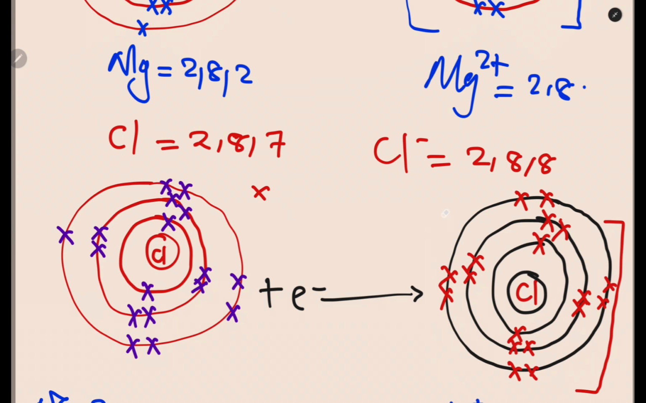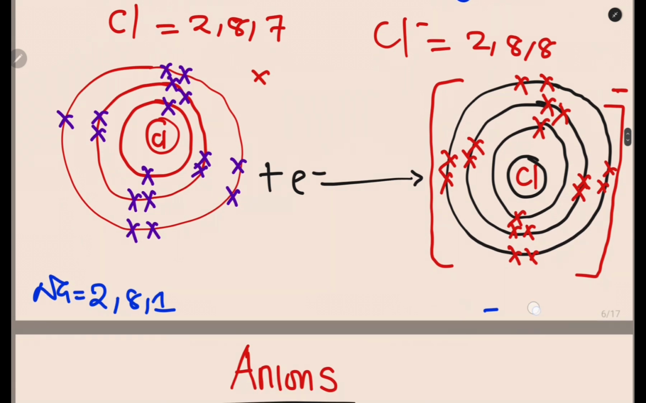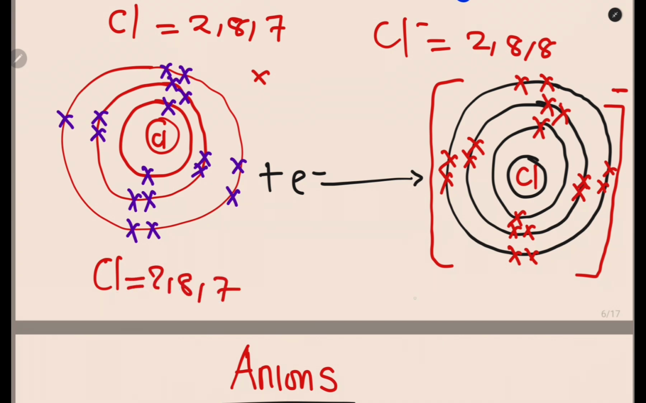Those brackets, make sure that it's large enough. Then a negative just at the right upper corner. So this is how it is going to appear. So chlorine is 2, 8, 7, chlorine ion 2, 8, 8. So this is how the ion is going to appear. I guess we have no problem up to this point.